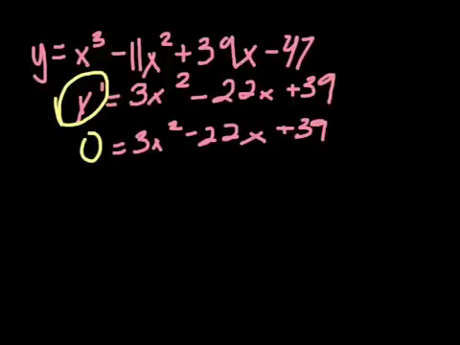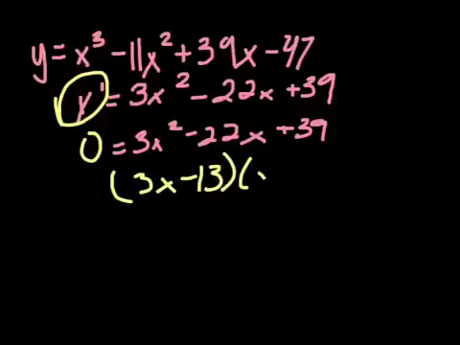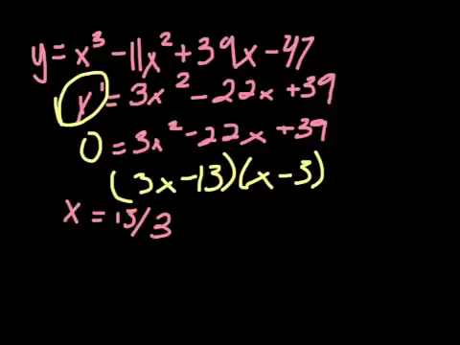From there, we can factor. So then we'd get 3x minus 13 times x minus 3. And then our x's will equal 13 over 3 and then 3. These are our critical numbers.